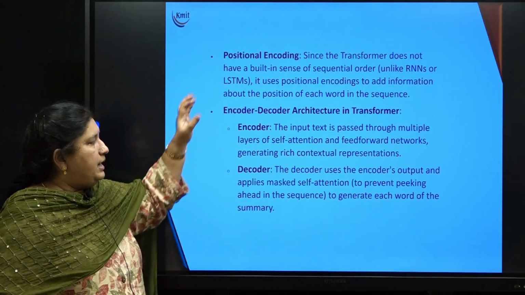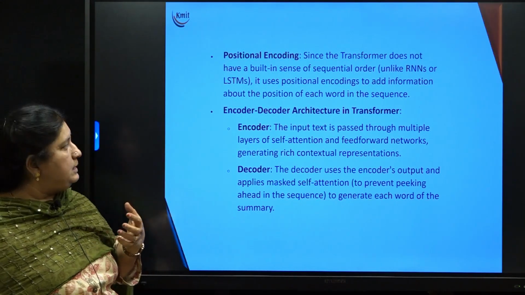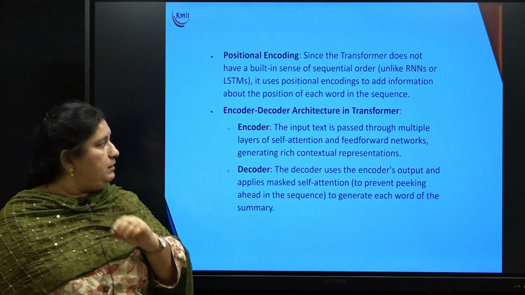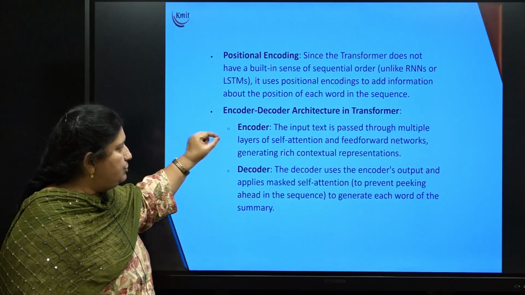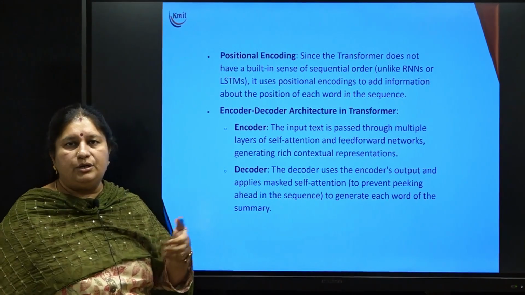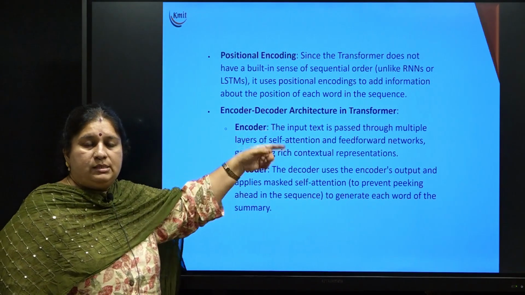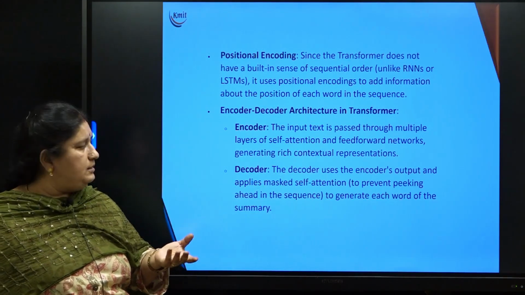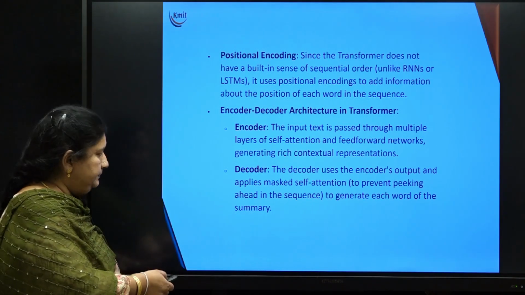Positional encoding: the transformer doesn't know the sequential order, unlike various models. It uses positional encoding schemes to identify which word comes after what. And the encoder-decoder architecture: the encoder uses self-attention with feed-forward and generates the contextual representations. It gives more information on the context. The decoder uses the output of the encoder and applies masked self-attention mechanisms in order to generate the summary of the sentence.